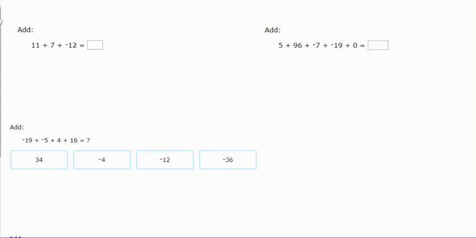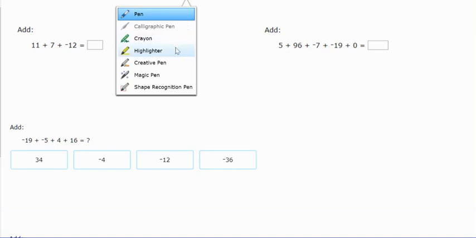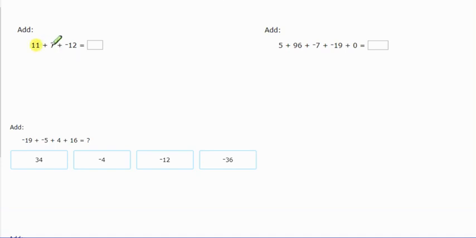So what you can do when you're adding more than one integer is combine all your positives, combine all your negatives, and then make that one addition question. So for example, here I have a +11 and a +7. I can add those two right away, and I get 18. And this negative 12, I don't have anything to partner that with, so I'm just going to bring that down. So I have 18 plus negative 12 is a positive 6. I have more positives, right? And I have 6 more positives.